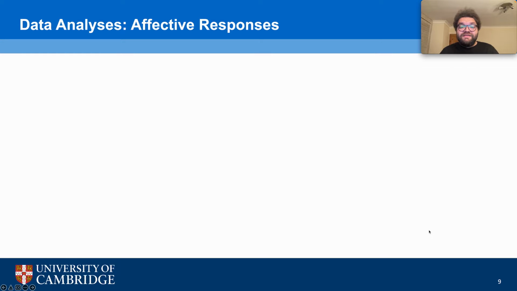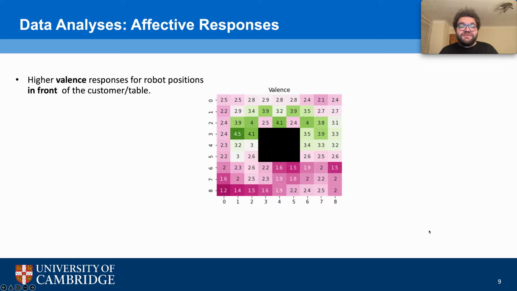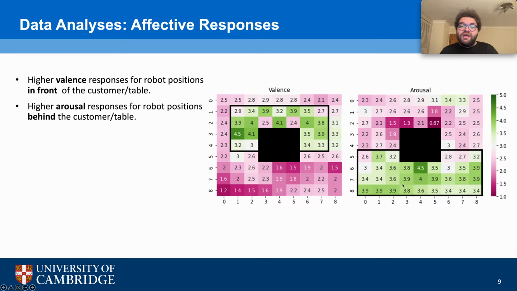Finally, evaluating the affective responses of participants towards robot positioning, we see that the participants report a higher valence value when the robot is in front of the table, while higher arousal values are reported for positions behind the table.